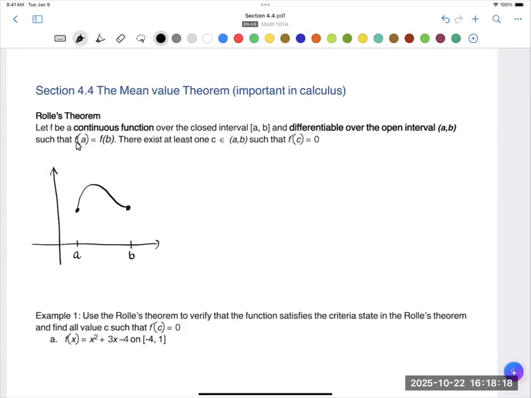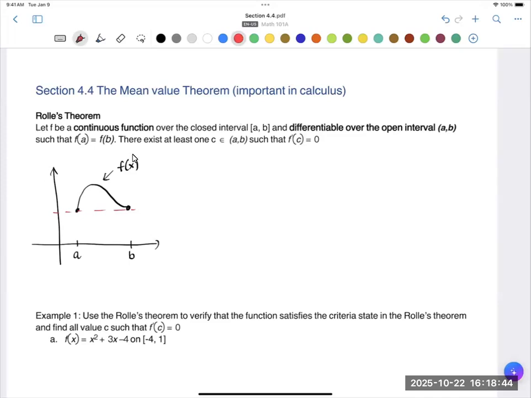Another condition is that the y value, or the output, of these two endpoints must be equal to each other. So let's say this is a function f of x, then my f of a and my f of b must be equal to each other. So this graph, yes, looks like that because they have the same y value. So Rolle's theorem will hold.